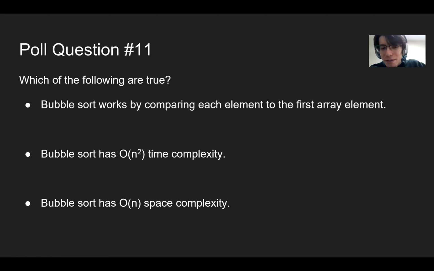Order of n space complexity. When we say space complexity for this class, we mean auxiliary space complexity, or extra space, how much extra space is used. With bubble sort, you use the original input array, so you don't have to use any extra space. So just O(1), because you're using the original array. So it's not O(n) space, it's O(1) space. So the first one is false, the second one is true, and the third one is false.